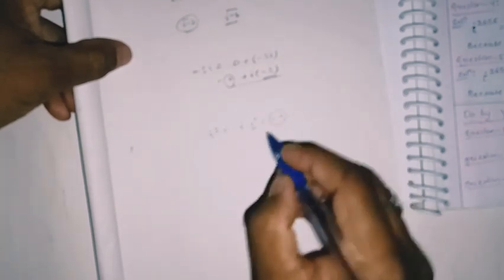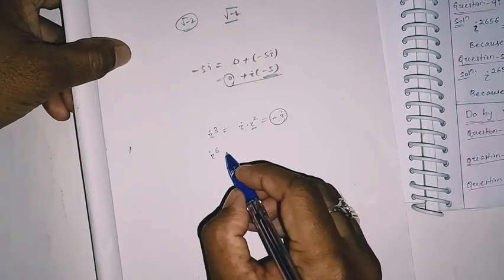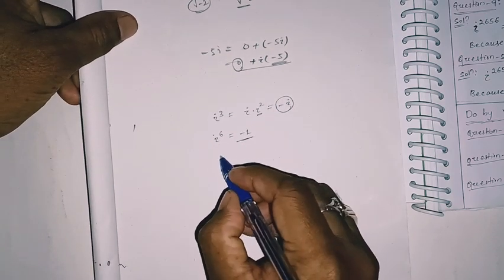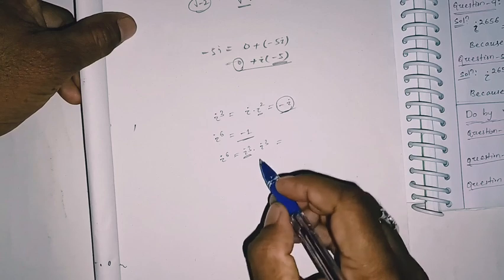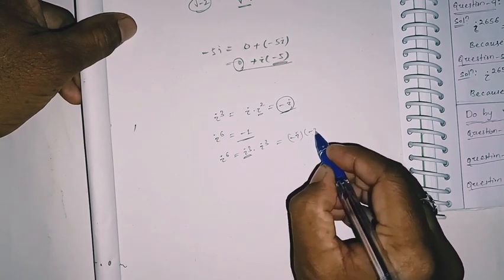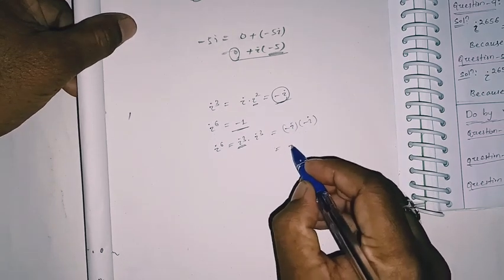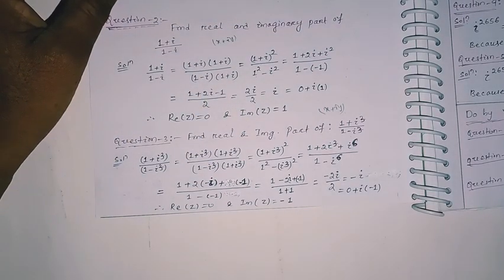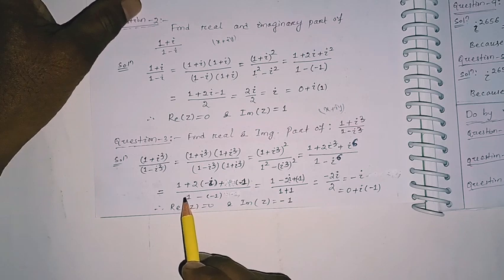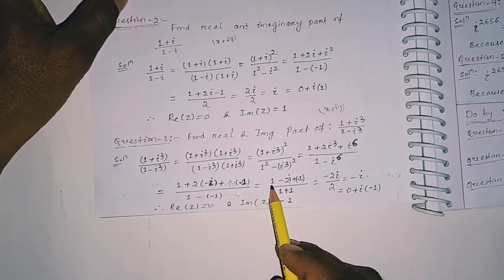So minus i. i to the power 6 will be minus 1. How? i to the power 6 can be written as i to the 3 into i to the 3. i to the 3 is nothing but minus i. So minus i into minus i will be plus i squared, which is nothing but minus 1. Okay, so we found the numerator.